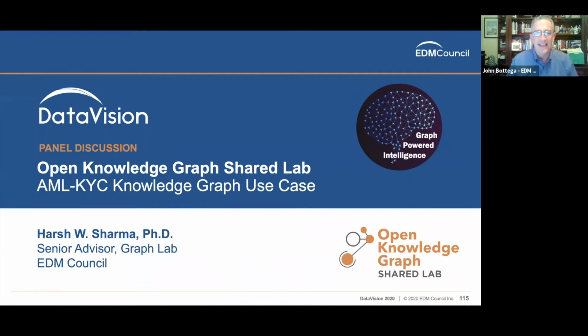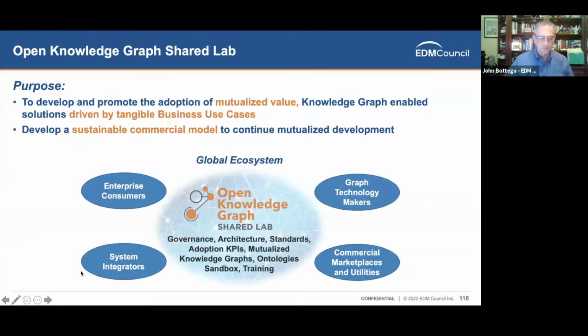As I mentioned earlier today, interest and adoption of knowledge graph is growing rapidly. Now, final segment, Harsh Sharma, who Mike, I think you introduced earlier, is our senior advisor and co-chair of the EDM Council's Open Knowledge Graph Shared Lab Initiative. He's going to give us an overview of that initiative, and then hand it over to Svetlana Sikula, the vice president from Gartner Group, who's going to moderate the final panel of the day to discuss the advantages and benefits of deploying knowledge graph for a specific business case, in this case, AML and KYC. So Harsh, I will turn it over to you.